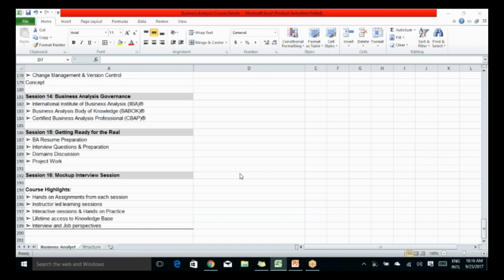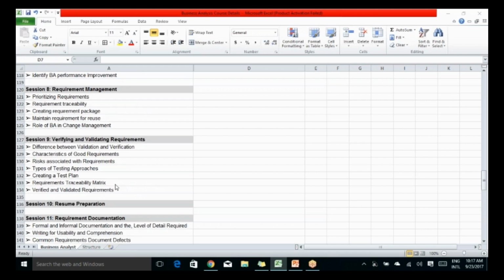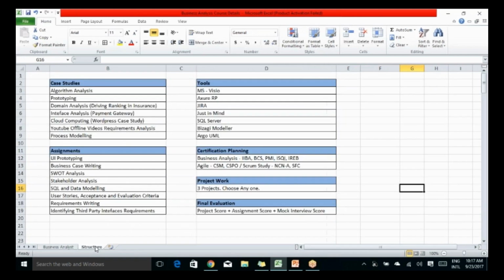If you get a job in business analysis, how would you conduct those sessions with the respective stakeholders? What are the key elements that you need to take into consideration? How should you start the initial conversation? We would be going through all of them. That is the theoretical aspect. In terms of the practical aspect, we would be covering case studies like algorithm analysis and prototyping.